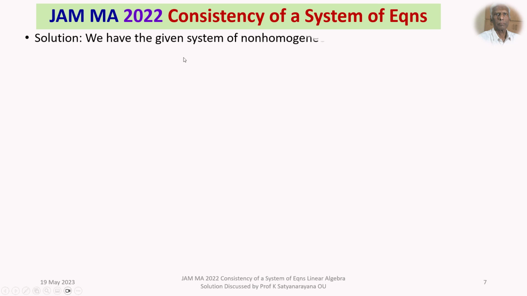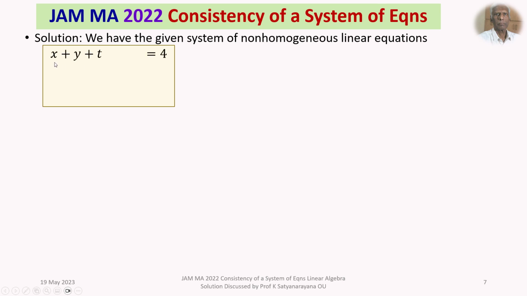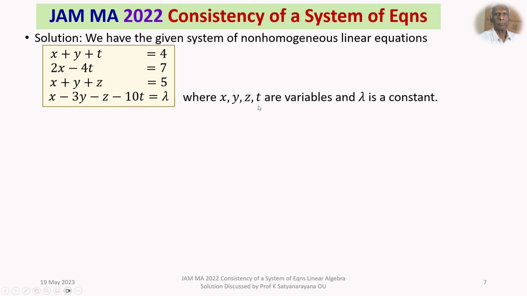Let's now discuss the solution of the problem in detail. We are given the system of non-homogeneous linear equations. The first equation is x plus y plus t is equal to 4. 2x minus 4t is equal to 7. x plus y plus z is equal to 5. x minus 3y minus z minus 10t is equal to lambda, where x, y, z, t are the variables and lambda is a constant.